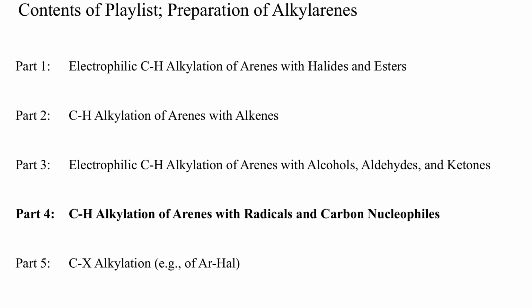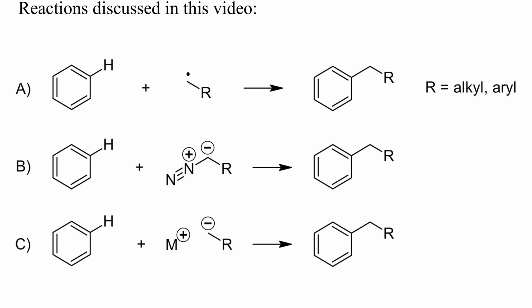Because hydrogen atoms and hydride are poor leaving groups, these reactions often require oxidants to generate cationic intermediates. The reactions discussed in this video are organized as shown here. I'll start with specific examples of alkylations with radicals, then with ylides, and finally with carbon nucleophiles.